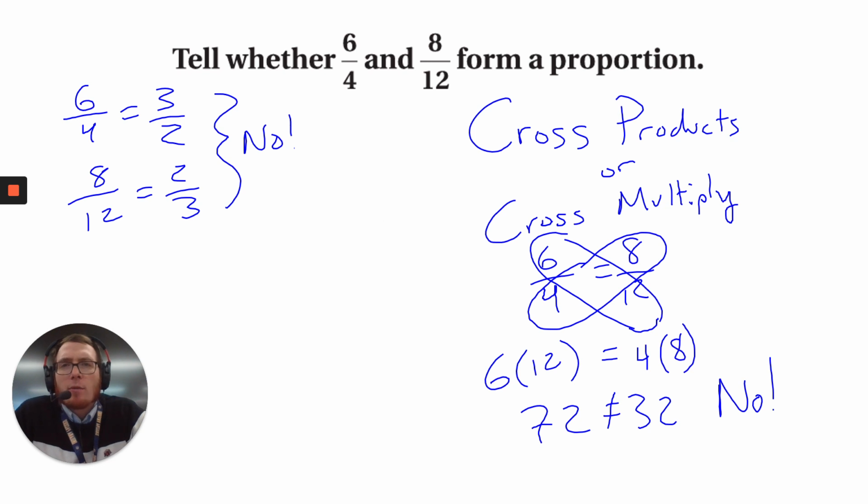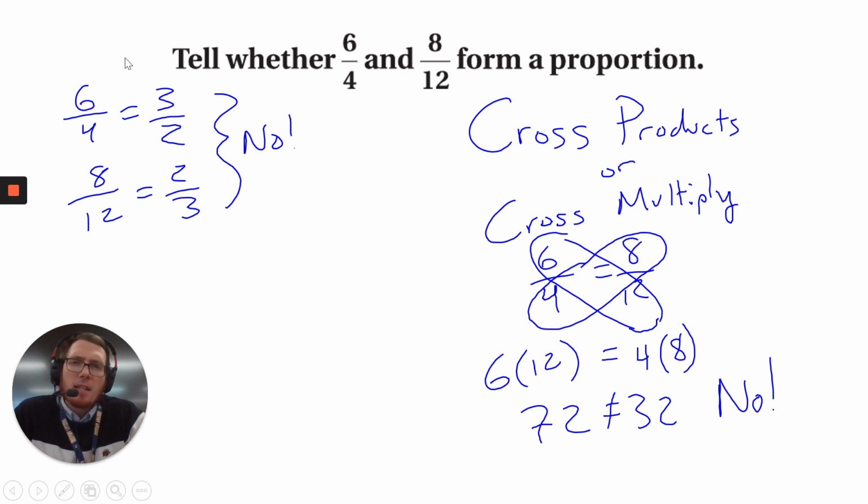Okay, tell whether 6 over 4 and 8 over 12 form a proportion. Now you need to make sure that you explain yourself, not just put yes or no. Okay, so one option is to just simplify them. You get 3 over 2 for 6 over 4, and 8 over 12 becomes 2/3. So that would be a reason why it's no.